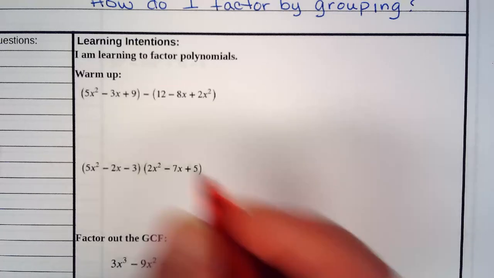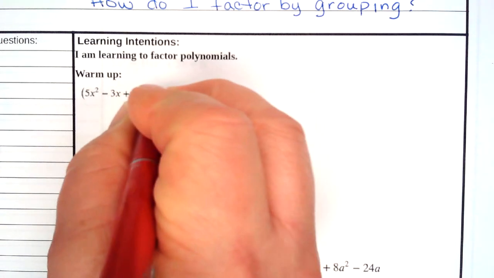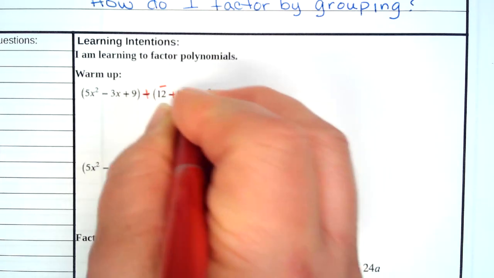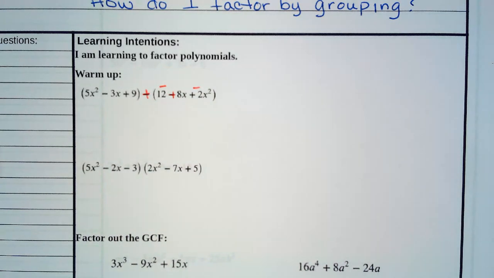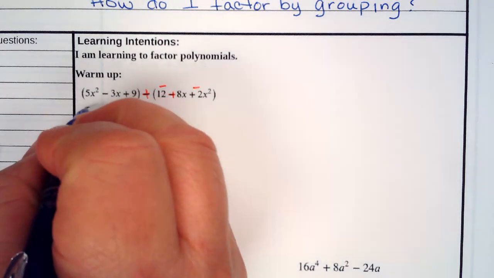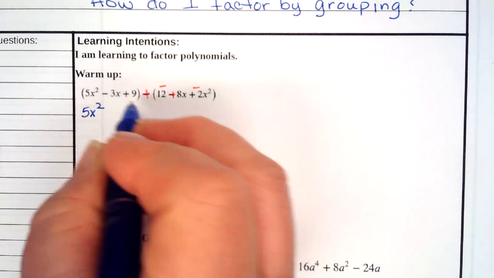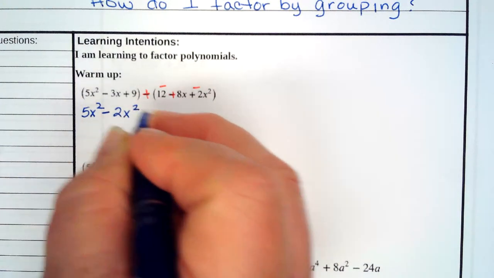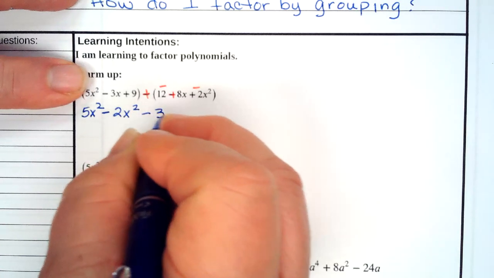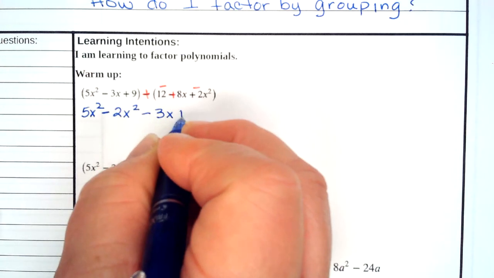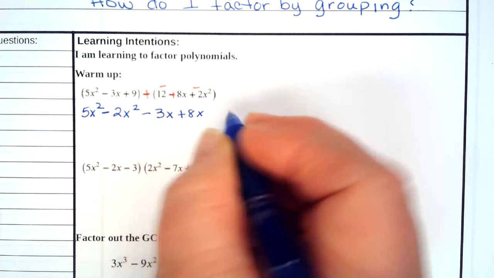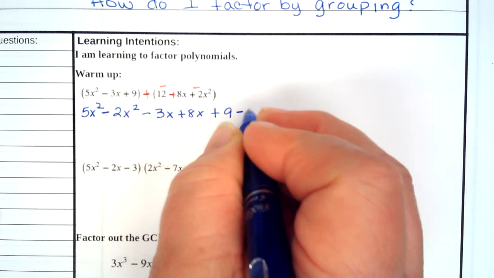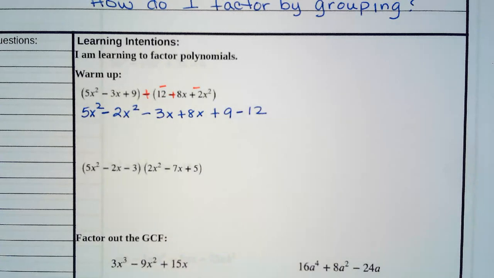When you subtract, it is the same thing as adding the opposite. So this becomes a negative 12, positive 8, and a negative 2x squared. 5x squared, going to come over here, minus 2x squared, minus 3x, plus 8x, plus 9, minus 12. Now, not only did I change their symbols, when I pulled them out of parentheses, I grouped them with their like terms.